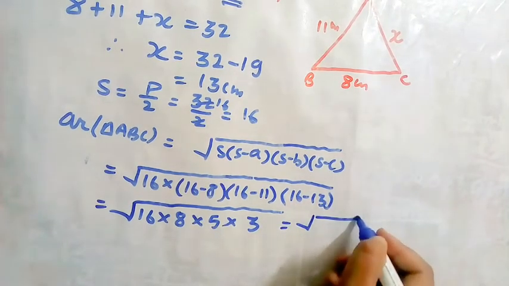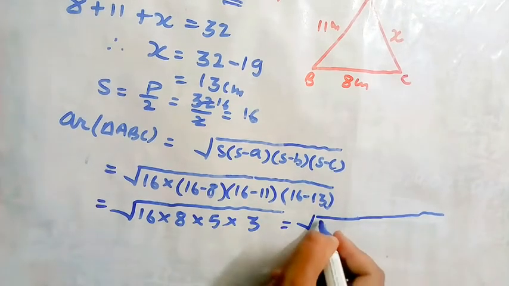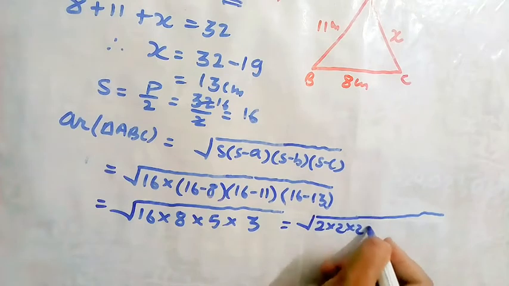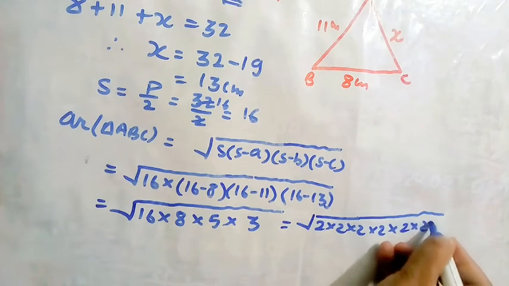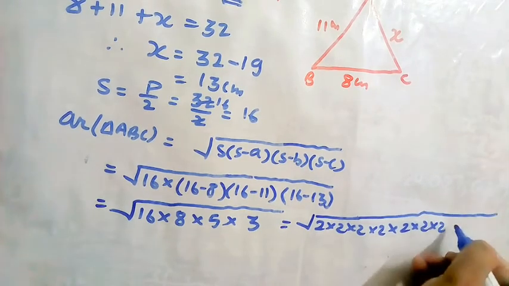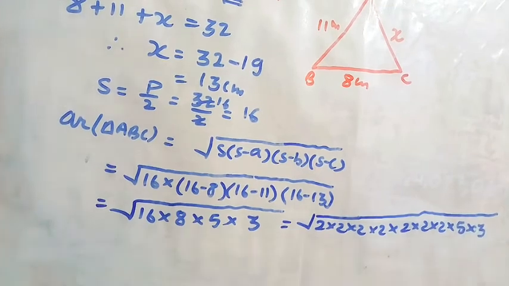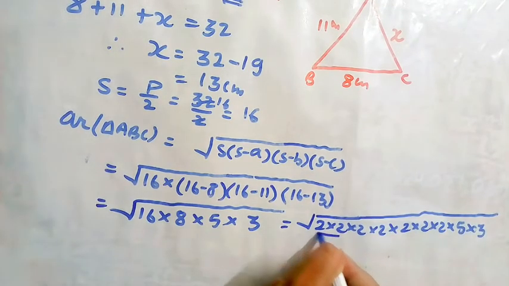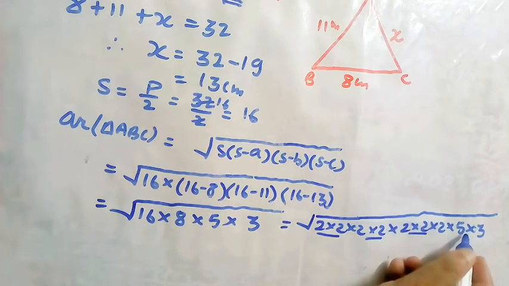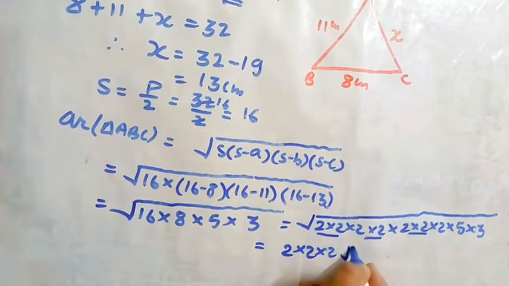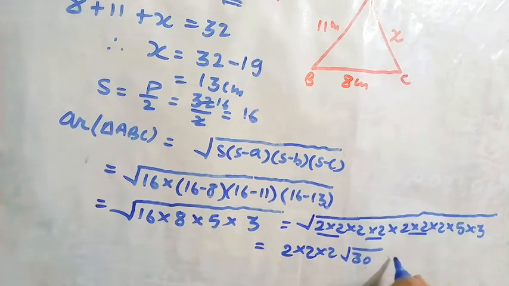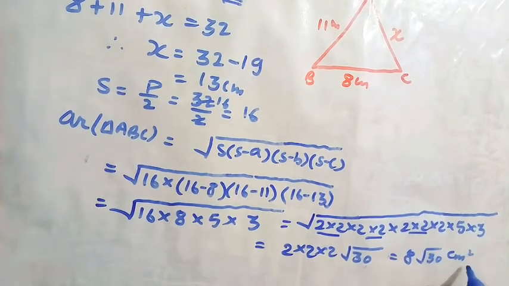Now factorize each and every number. This is the shortest way. So factors of 16 will be 2 into 2 into 2 into 2, and 8 will be 2 into 2 into 2, and 5 as it is a prime number, and 3 as it is. So these are the prime factors. Now make pairs of the same factors, and 5 and 3 are alone, keep them inside the square root. So take one number from each pair, so inside will be 30 and outside will be 2 into 2 into 2, which is equal to 8 square root of 30 centimeter square.